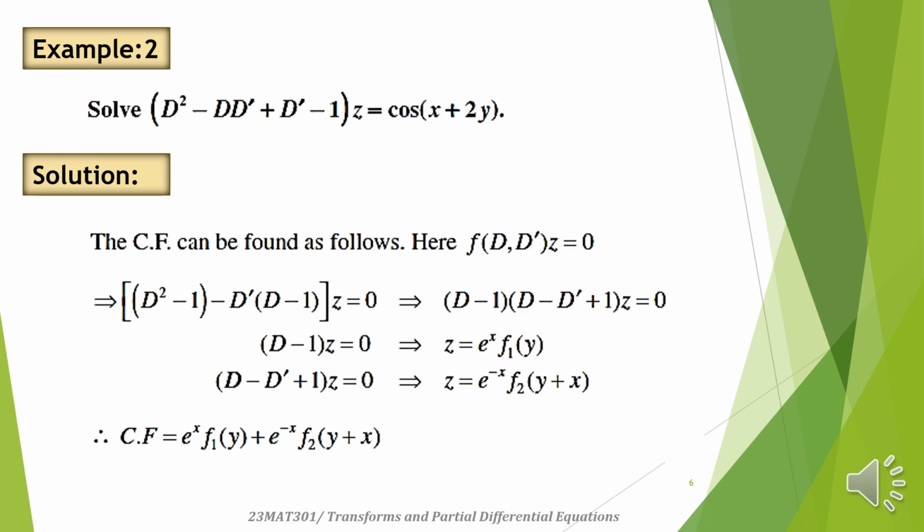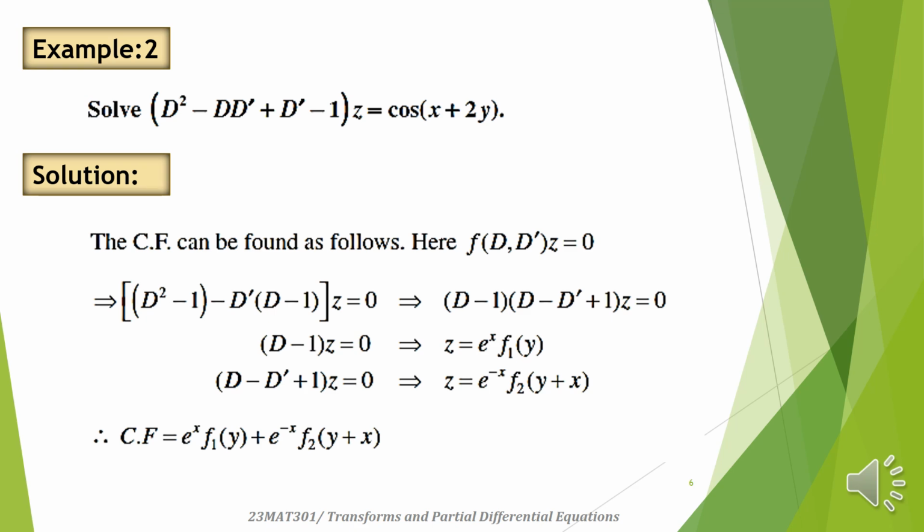So this is of the format D minus 1 of z equal to 0, which is of the format D minus aD dash minus b equal to 0. If D dash is not there, the a value becomes 0. For b you will get minus 1, so b's value is 1. Substitute here: e power bx into f of y plus ax. Now in the second one, D dash is there, the value of a is 1, the value of b is minus 1, so e power minus x into f2 of y plus x. So this is your complementary function.